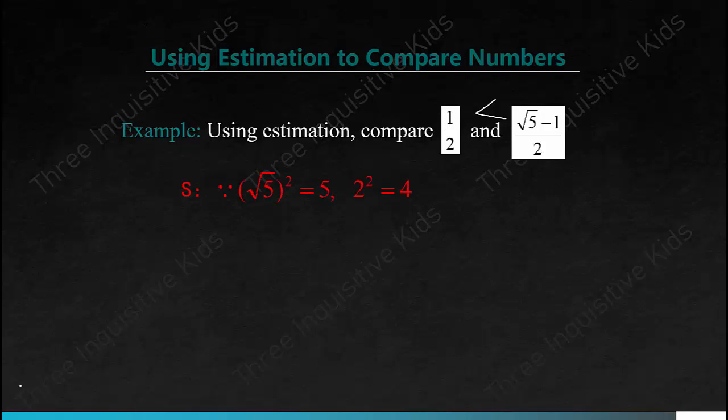So let's look at the computer solution to this. We first square the square root of 5. So we know that the square root of 5 is greater than 2 because 2 squared is equal to 4. So that means that the square root of 5 minus 1 is greater than 1, which also means that the square root of 5 minus 1 over 2 is greater than 1 over 2.